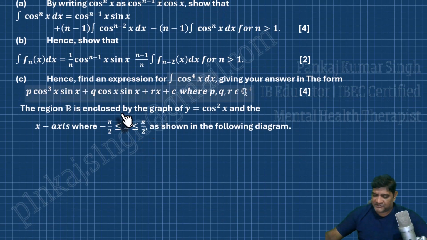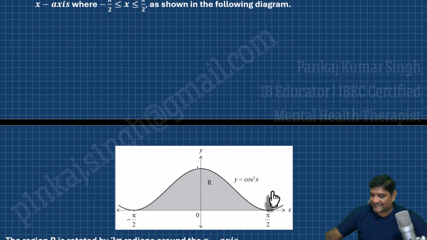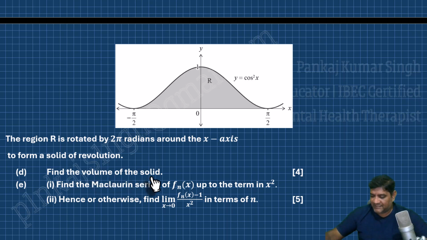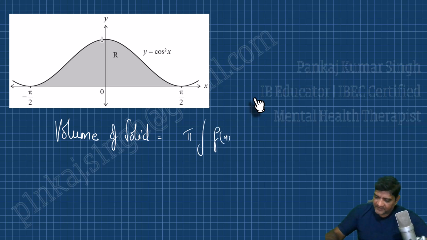For the next part of the question, he says that there is this graph, and this graph is cos square x. This is rotated along the x-axis. What I need to now find is the volume of the solid. This is simply going to be equal to the integral of f of x the whole square dx, and of course there's going to be a pi outside. So the volume of the solid is pi integral of f of x the whole square dx. Integration is going to be from minus pi by 2 to plus pi by 2.